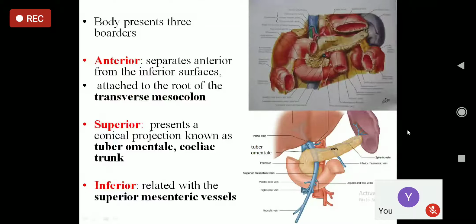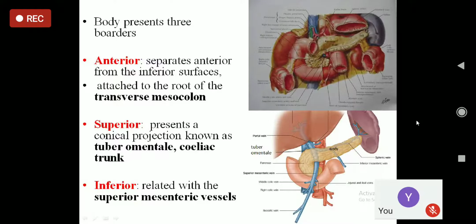The anterior border separates the anterior from the inferior surface, and there is attachment of the root of the transverse mesocolon. It is very important for MCQ. So the transverse mesocolon is attached to the anterior border of the body of the pancreas. So it separates the anterior surface from the inferior surface. Here we can see the anterior surface, and this one is the inferior. In some books they also write the anterior superior surface and the anterior inferior surface.